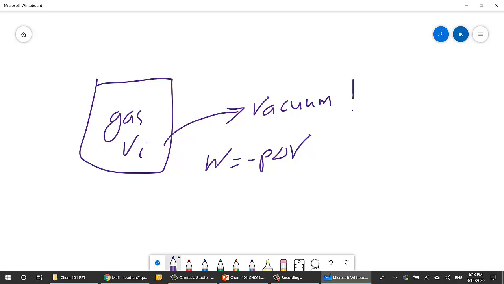But the most important thing here is that the pressure in the vacuum is 0 because there is nothing in the vacuum. So when the gas expands to a vacuum, it's going to be subjected to no pressure, and therefore the work is equal to 0.